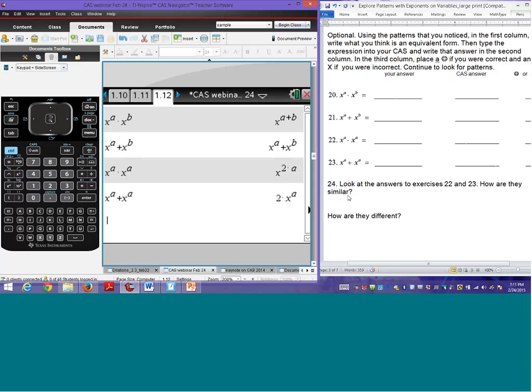You'll notice in number 24, it says, look at the answers to 22 and 23. How are they similar and how are they different? Some kids will say, well, they have a 2, an x, and an a in them, but it just depends upon where they are. Have them start to discuss why the a is in the exponent here, why the 2 is not in the exponent here, and so on. So again, you're asking the students to create their own properties or rules, but hopefully correctly. And usually when they do them correctly, they have ownership in them, they remember them longer, and they seem to make sense.